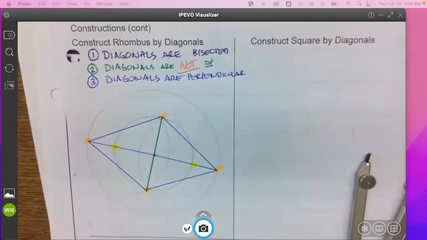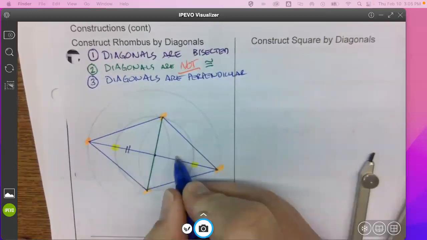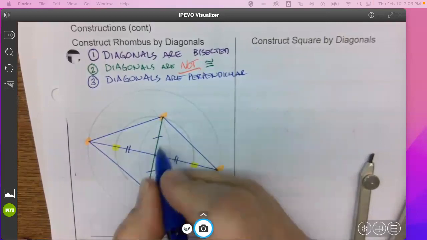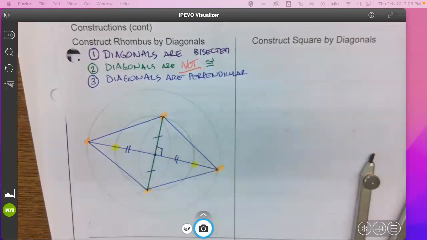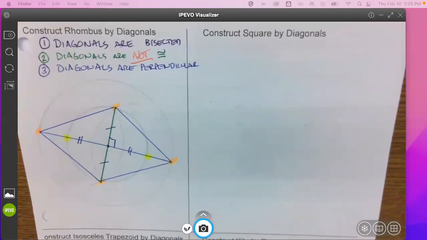And again, in your construction, you should leave notations for what you did. Diagonals are bisected. This one is the same as this one. This one's different, but the same as this one. And there's a right angle. Any questions on the rhombus by diagonals?